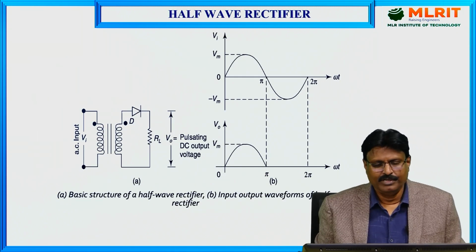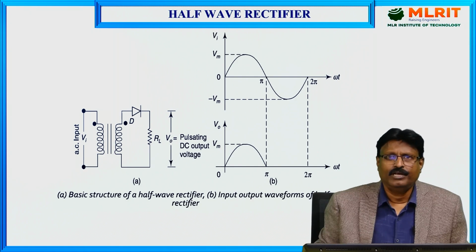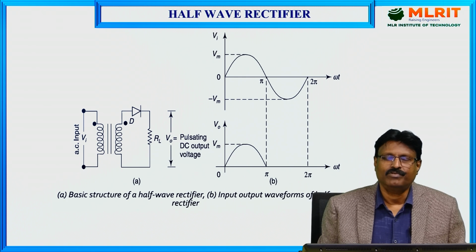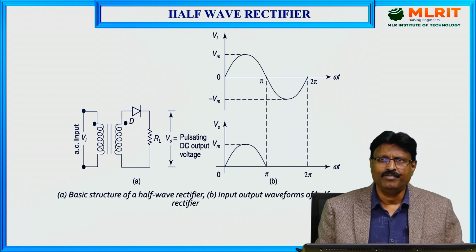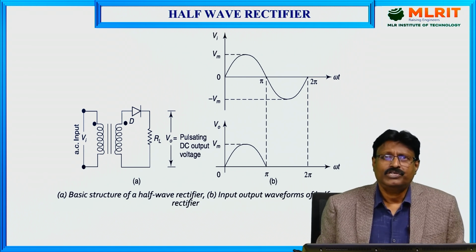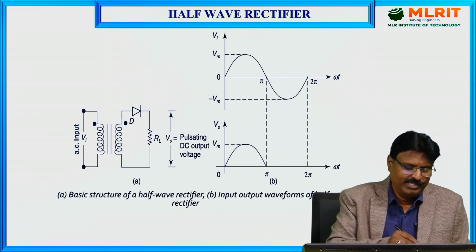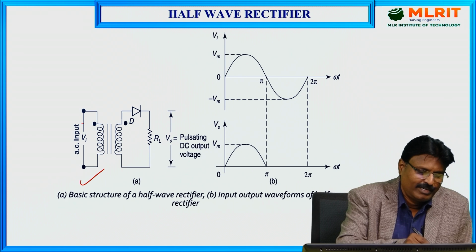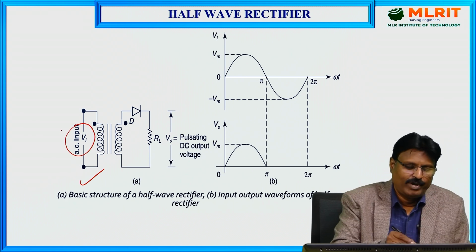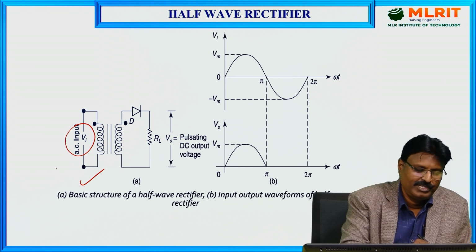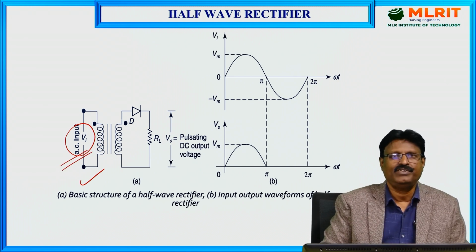First topic, that is the half-wave rectifier. In the last class I said about the types of rectifiers. One is the half-wave rectifier, second one is the full-wave rectifier, conventional type, and third one is the bridge rectifier. So the first type is the half-wave rectifier. As you can see, this is a circuit diagram, and this is the input which you will be providing to a conventional transformer primary. So this is the AC input, that is called as Vi.